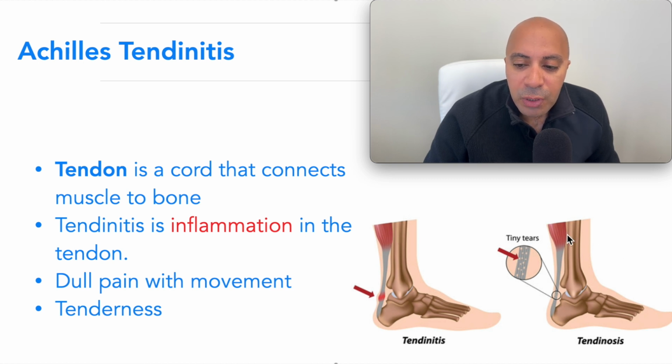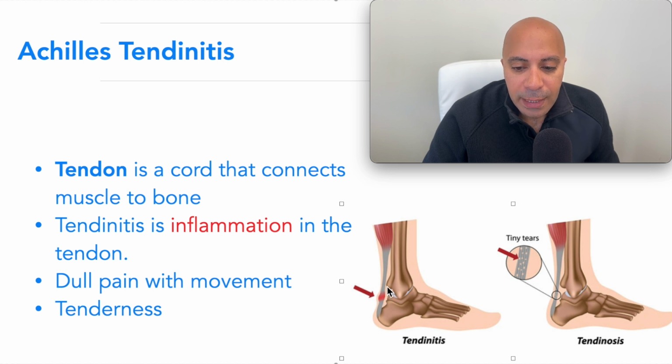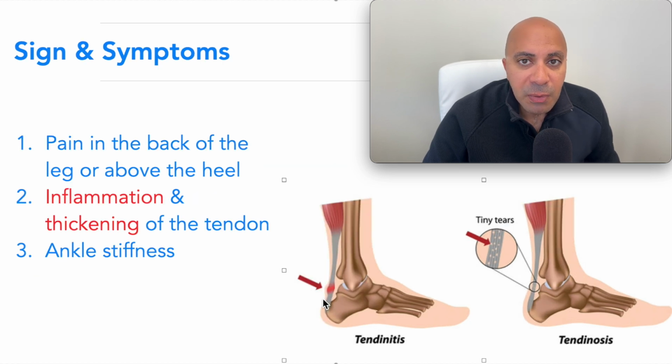And when you see it here, when you don't have inflammation, it looks nice and smooth. Sometimes when you have a tear, it looks like this, usually random spots of tear, unless you have a total tear, which is a very rare condition. So with Achilles tendonitis, you usually experience dull pain with movement, and you feel tenderness around this area on the tendon. So the first sign and symptom for Achilles tendonitis: experiencing pain in the back of your leg.